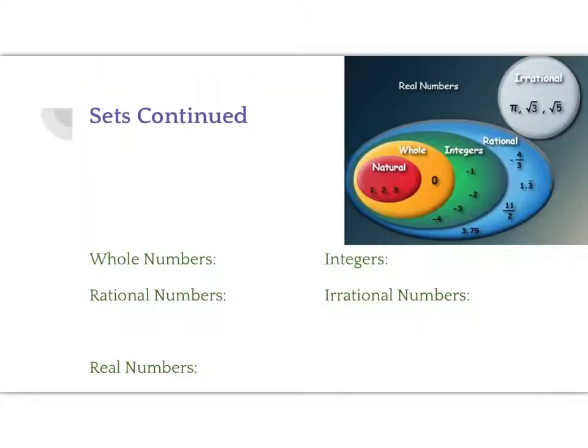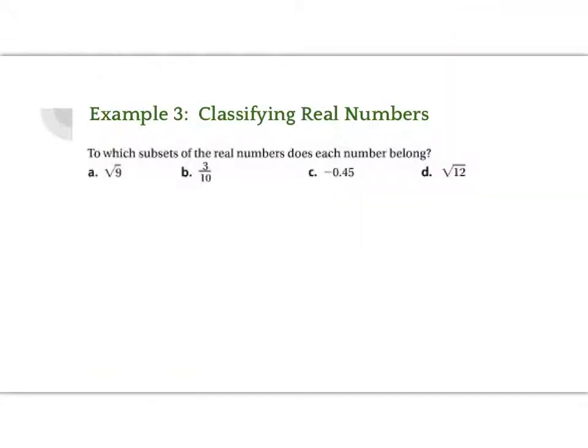So in the upper right, you can see that the real numbers are the entire rectangle here. And you can break those real numbers into the rational numbers, which include the integers, whole numbers, and natural numbers, and then a separate entity, which is the irrational numbers. So let's just see if we can classify some real numbers here.